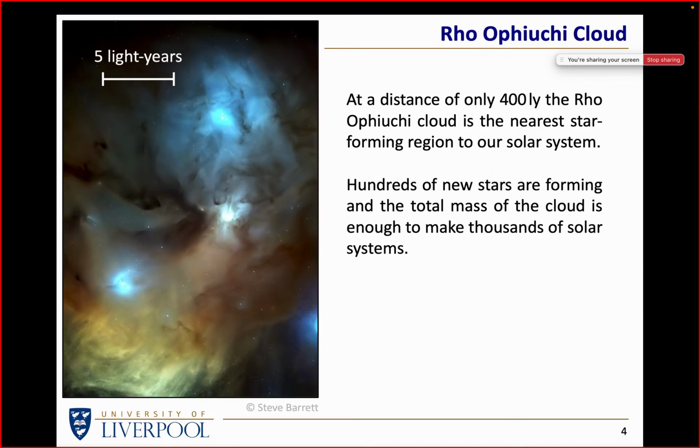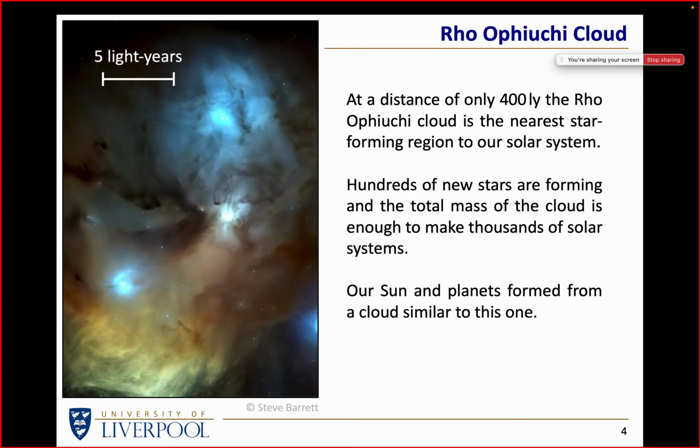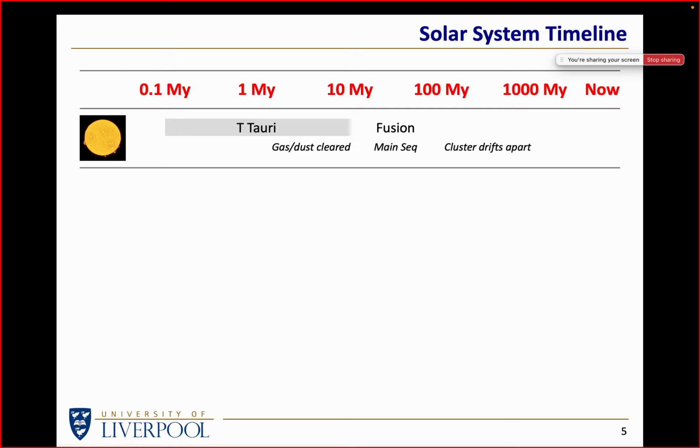Hundreds of new stars are forming within this cloud, and we think there's enough mass in a cloud like this to actually form thousands of stars. And we are fairly sure that our sun and our planets formed from a cloud that's rather similar to this one. As you can see from the scale, these clouds are typically many, many light years in size before they finally collapse into individual star systems.